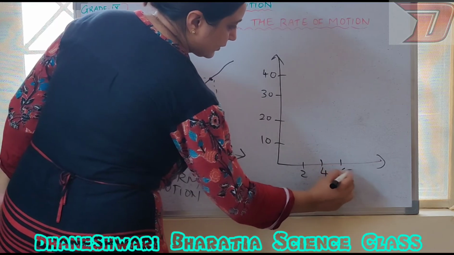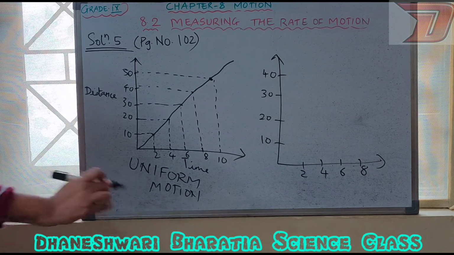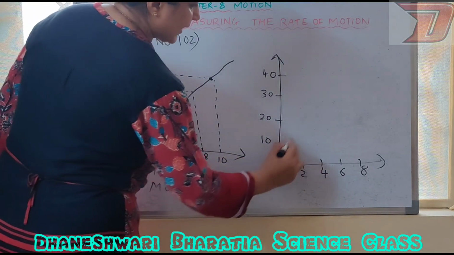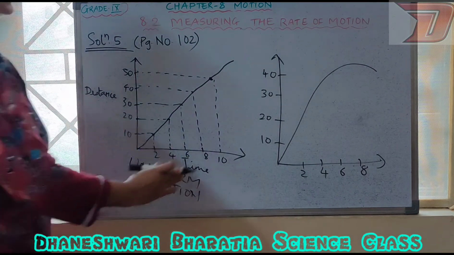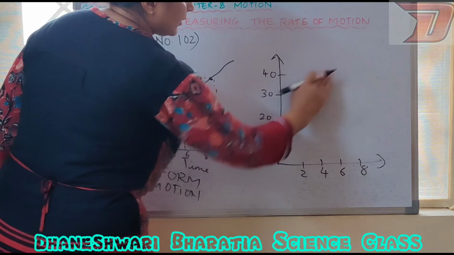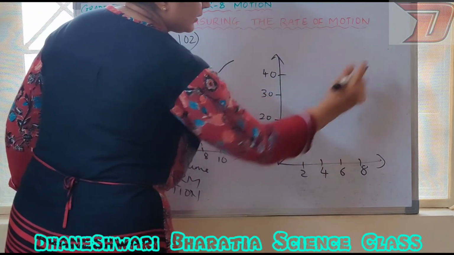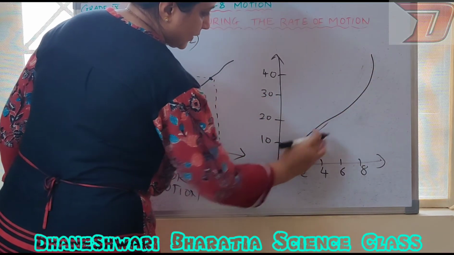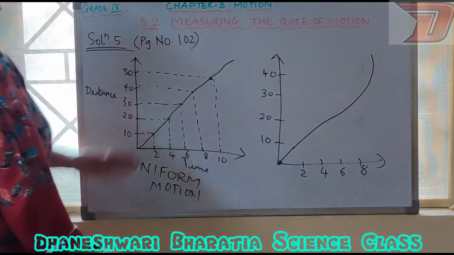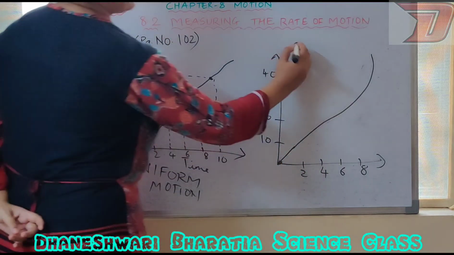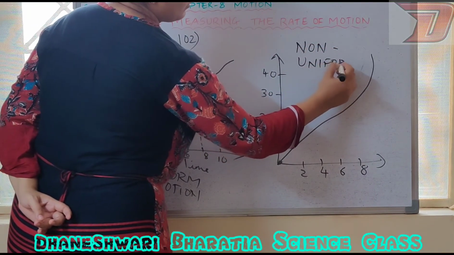And suppose the other car is moving at a particular speed and is not covering equal distance at regular intervals of time. In this case we may get such graphs, a kind of curved line this way or maybe this way. Am I clear? Maybe some other way. If you get such a curved line graph, this will show you non-uniform motion. Am I clear? Non-uniform motion.